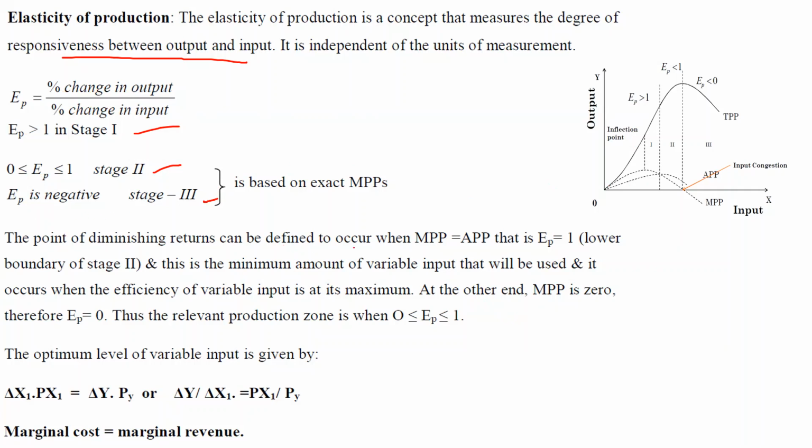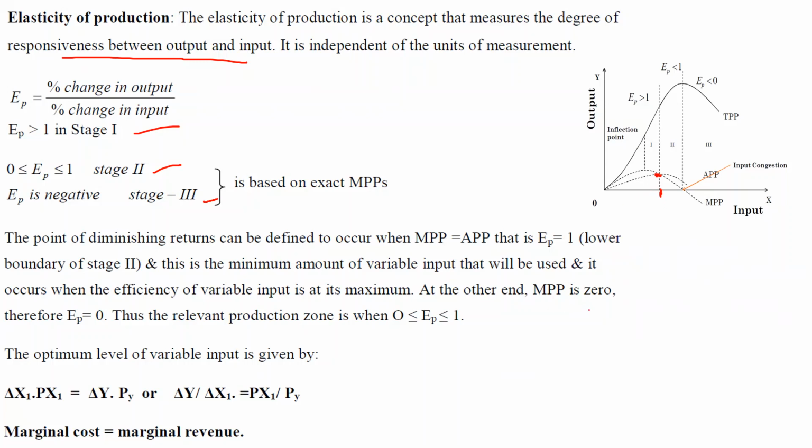The point of diminishing returns can be defined to occur when marginal product is equal to average product and elasticity of production is equal to 1. And this is the lower boundary of stage 2, that is, the point where stage 2 begins. So this is the point of diminishing returns. And this is the minimum amount of variable input that will be used, and it occurs when efficiency of variable input is maximum. This level is the minimum amount of variable input to be used for efficient output production. And at this point, the physical efficiency of variable inputs will be maximum.